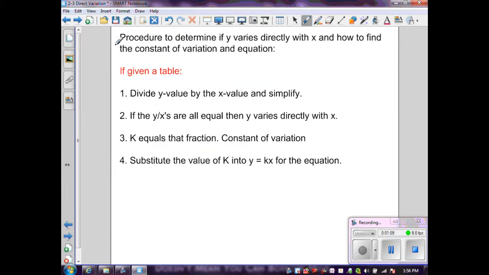Procedure to determine if y varies directly with x and how to find the constant of variation and equation. If given a table, divide each y value by the x value and simplify. If the y's over x's are all equal, then y varies directly with x. Number 3, k equals that fraction. That is the constant of variation. 4, substitute the value of k into the equation y equals kx for the equation. In other words, it will become the slope.